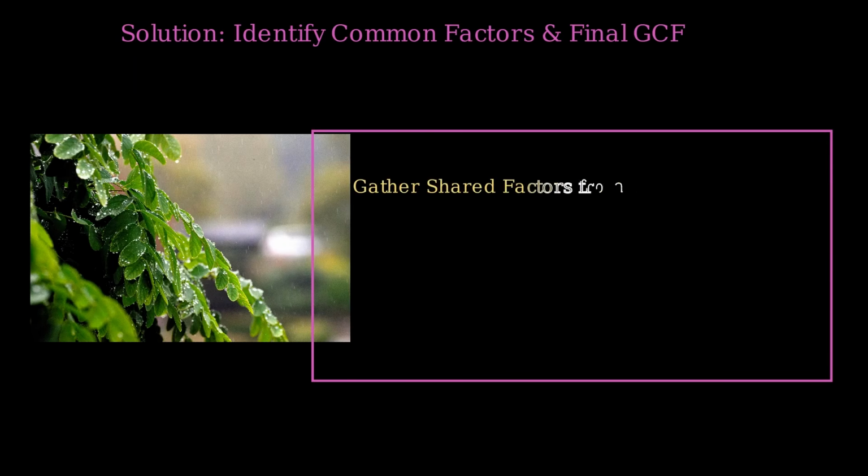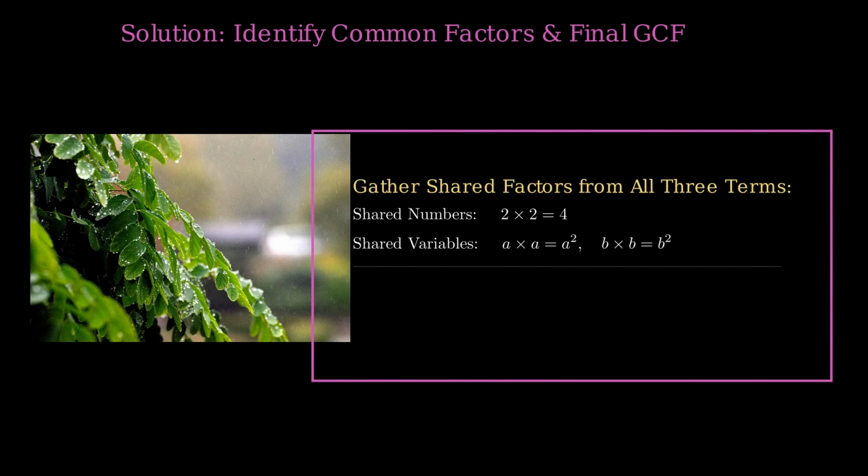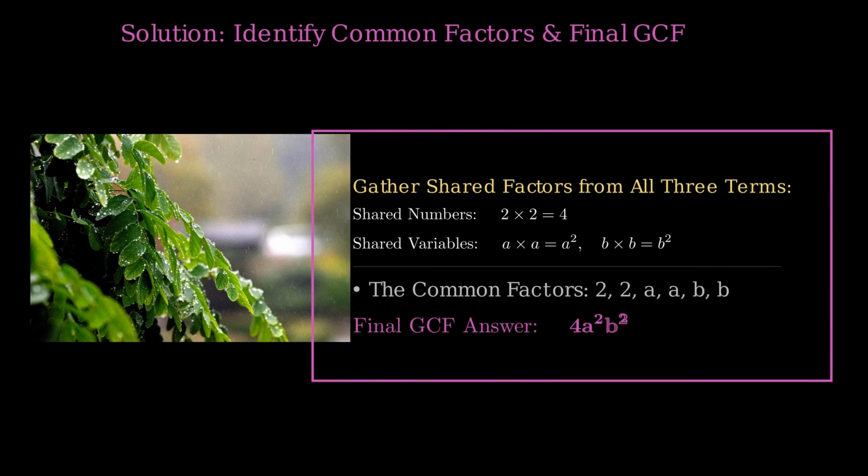Now let's list all the numbers and variables that are shared factors of all three terms. They all share two 2's, two a's, and two b's. These are called the common factors. By multiplying these shared pieces together, 2 times 2 times a squared times b squared, we find our final greatest common factor answer of 4a squared b squared.